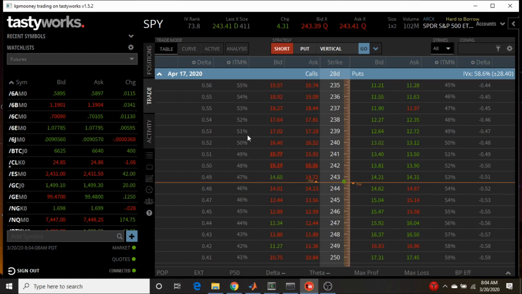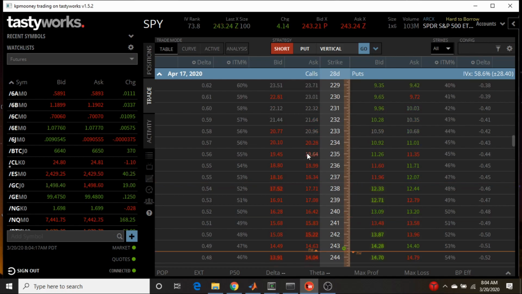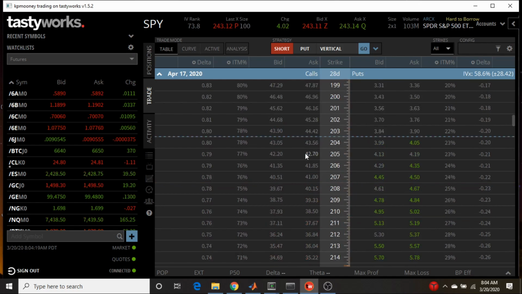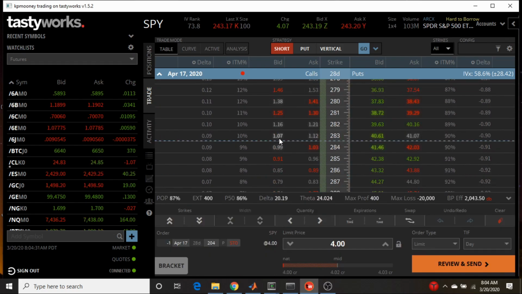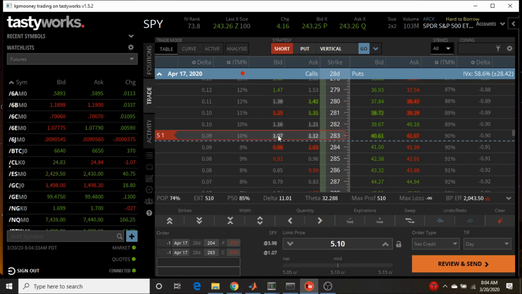This platform has the ability to actually drop in the actual strategies via pull-down menu, but I prefer to build them manually just because that's the way I learned doing it. So I'm going to go to the one standard deviation line. This is going to be about 16 to 20-ish delta. I will sell a put. I will go to the equivalent place here and sell a call.